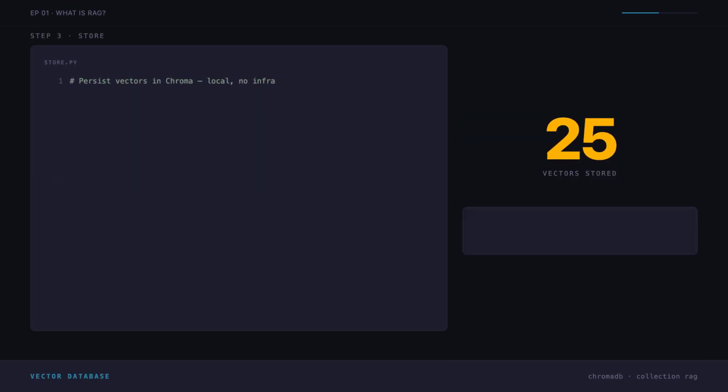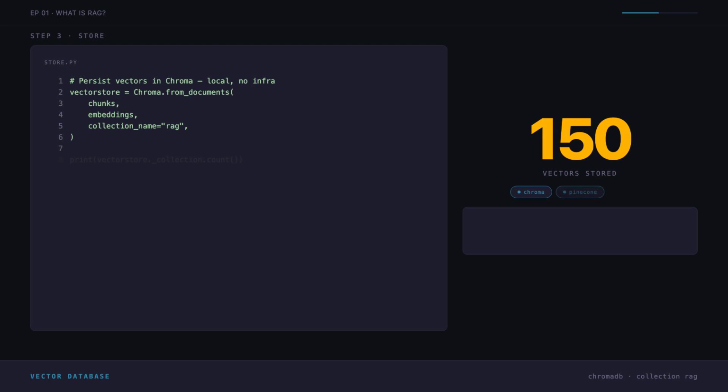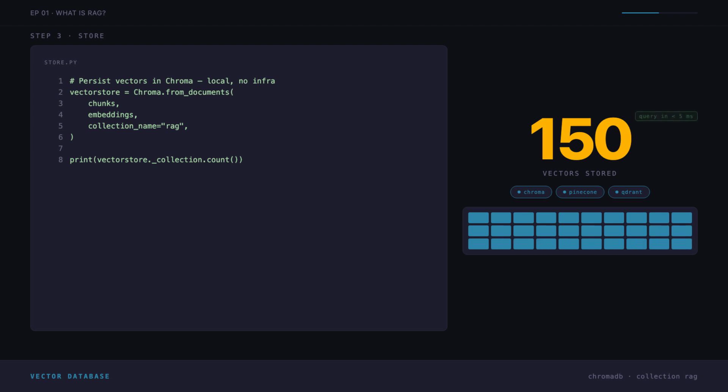Step 3. Store every vector. Chroma, Pinecone, Qdrant, they all do the same job here. They index your vectors so you can search them in milliseconds across hundreds of thousands of chunks. Think of it as a library where the shelves are organized by meaning, not title. You never browse it. You ask it a question and it knows where to look. After this step, the page about SKU1042 is somewhere on those shelves, waiting to be found.